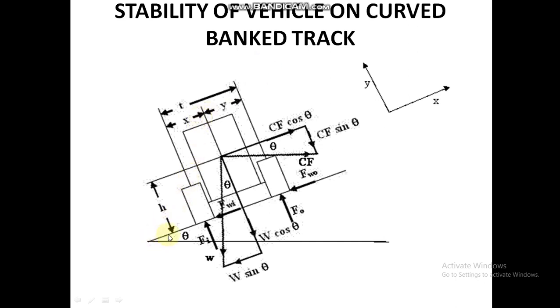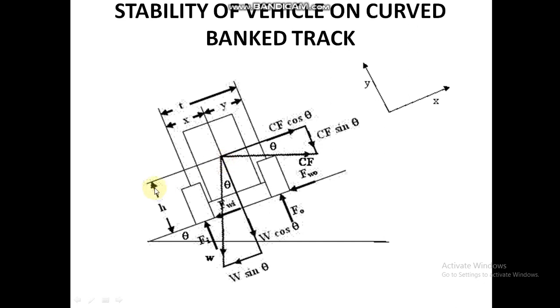This is your road surface, and it is a banked road. That means it has an angle of theta with the level surface. It is a banked road, and at the same time, it is a curved road as well. This is your four-wheeler vehicle which is approaching towards you, and while approaching, it is also taking a turn towards the left side, in the direction in which I am pointing the arrow.